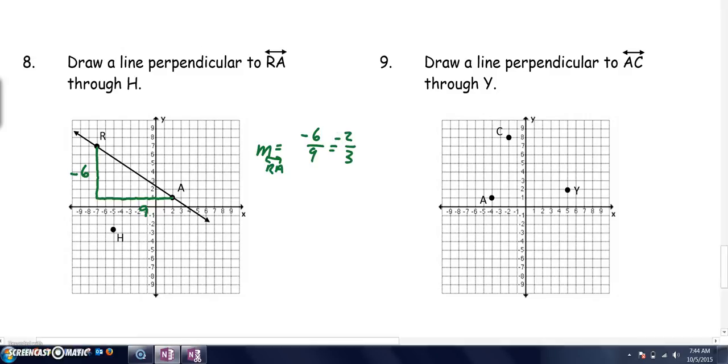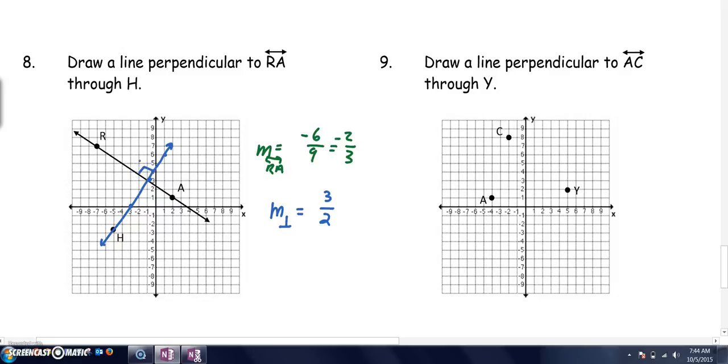Now, if I want a perpendicular line this time, my perpendicular slope is the opposite reciprocal. So I'm going to flip my fraction and change the sign. It was negative, so it becomes positive 3/2. So from H, I'm going to use that slope. I'm going to go up 3/2, up 3/2. Now that I'm passing through that line, I'm going to do it one more time. And I'm going to connect my dots so I now have a perpendicular line, because these lines now intersect at a right angle.